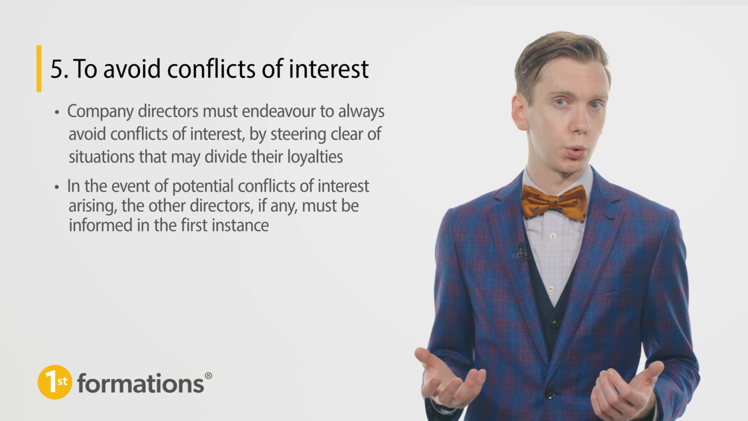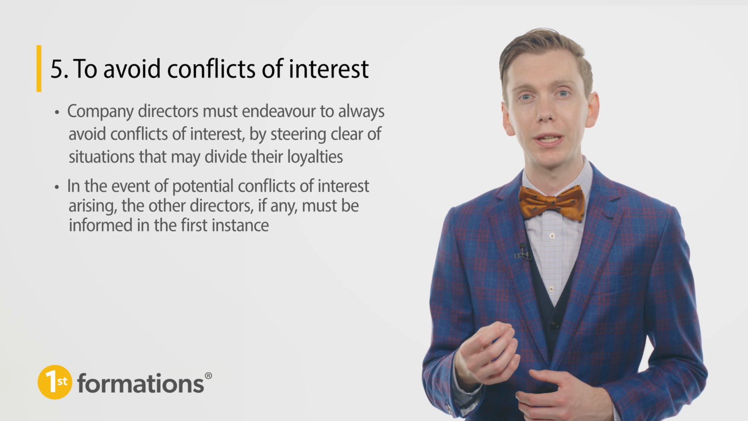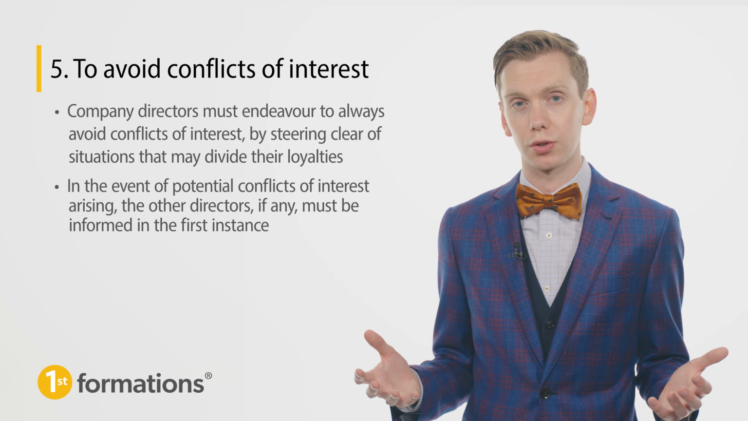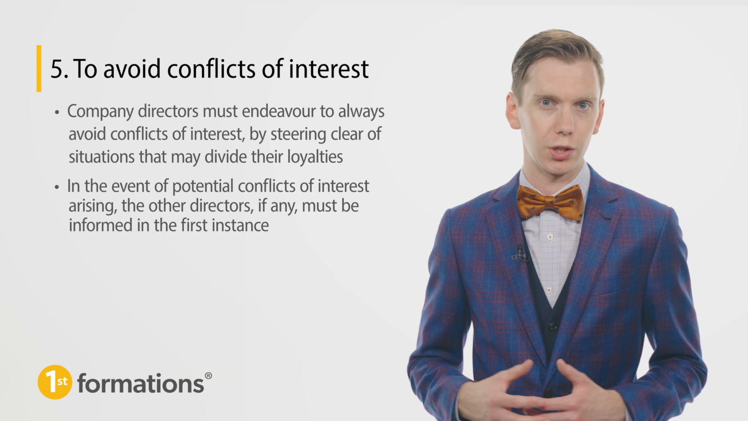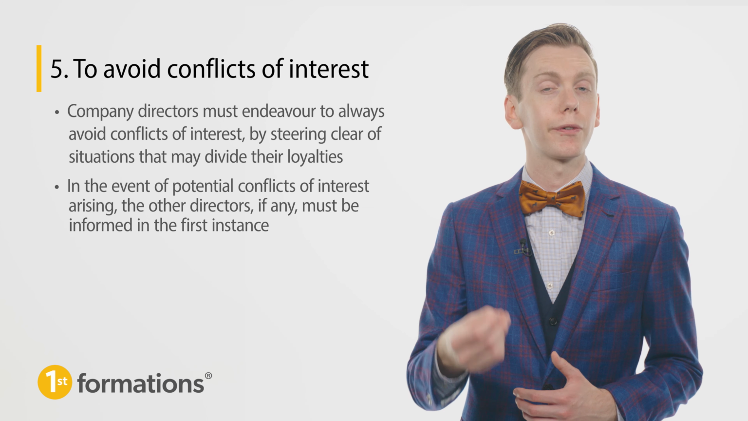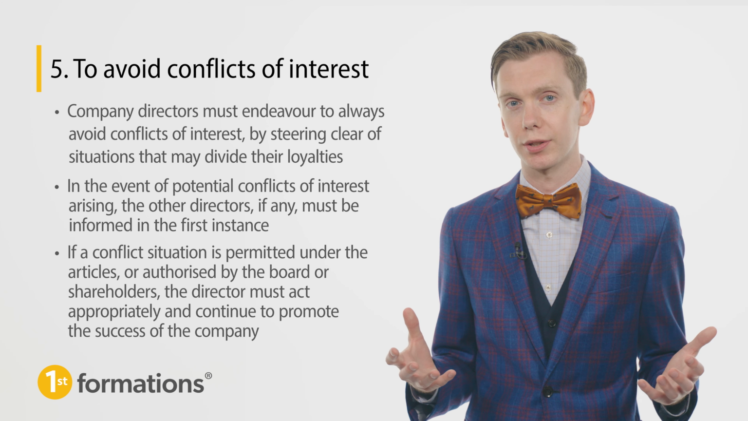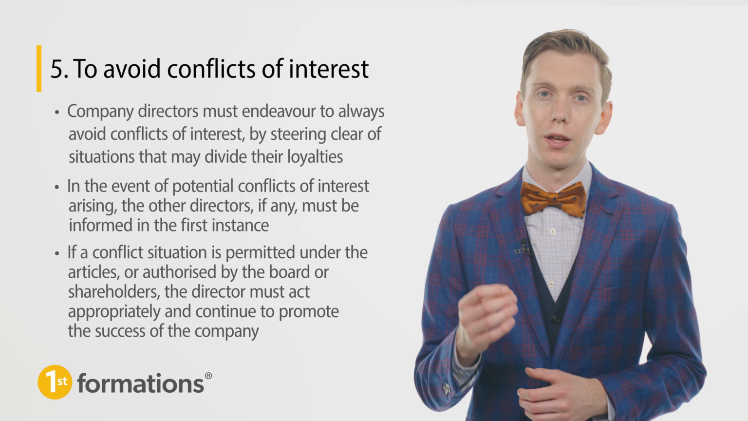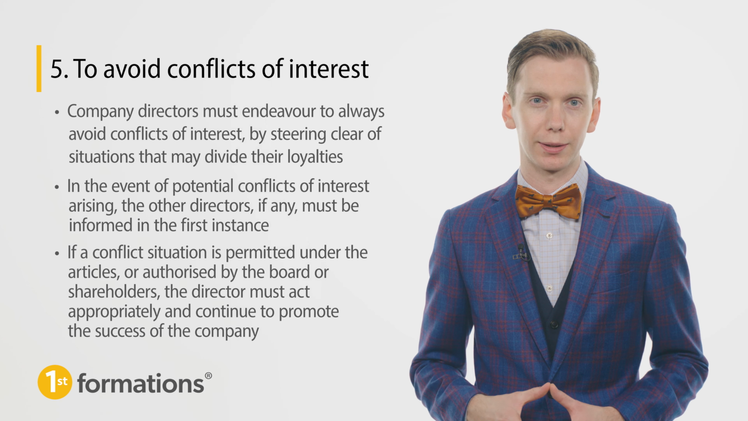In the event of potential conflicts of interest arising, the other directors, if any, must be informed in the first instance. Subject to any restrictions or requirements within the company's articles, the board may authorise the situation. If they do not have the power to do so, the matter should be referred to the shareholders. If a conflict situation is permitted under the articles, or authorised by the board or shareholders, the director must act appropriately and continue to promote the success of the company.